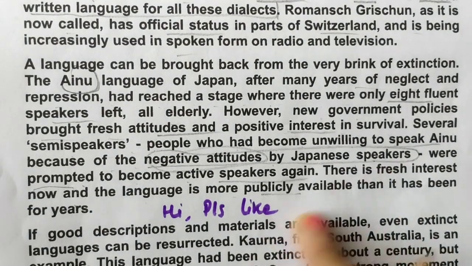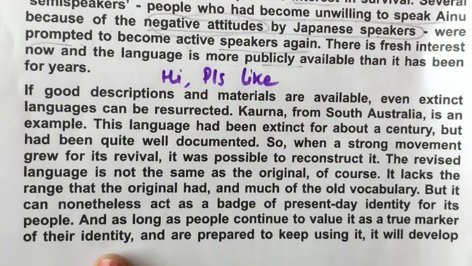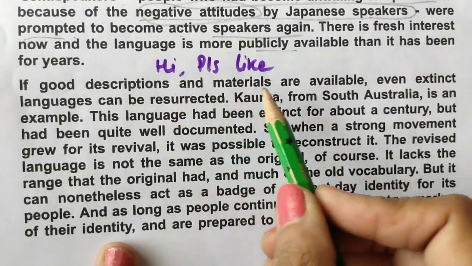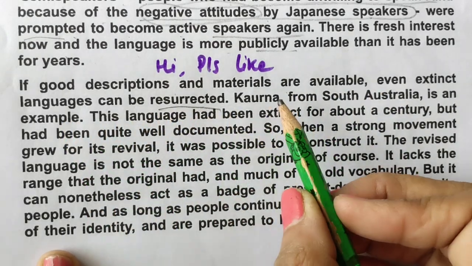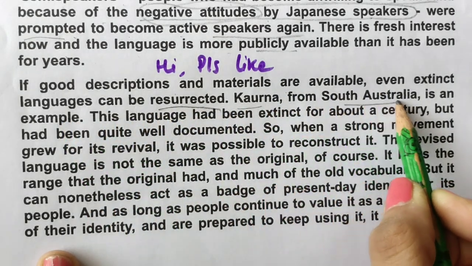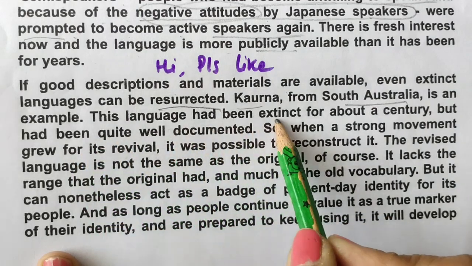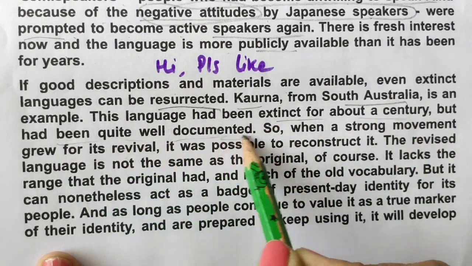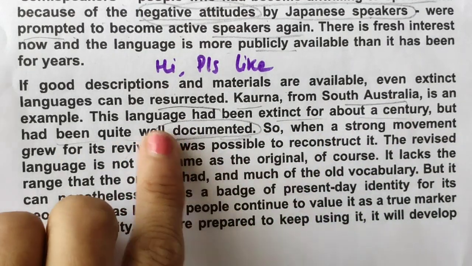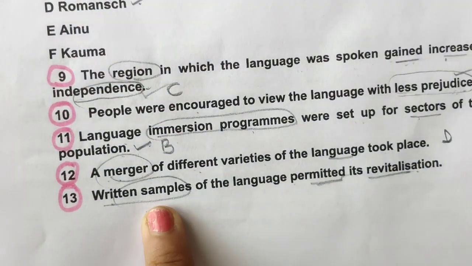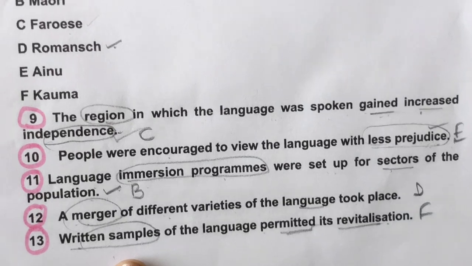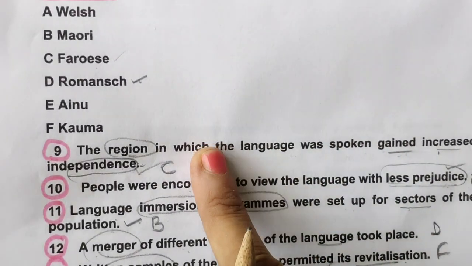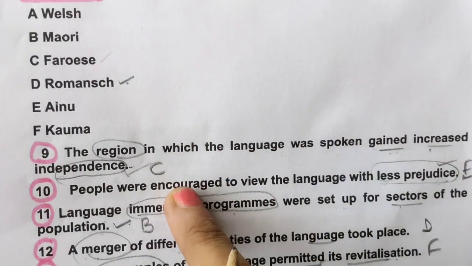Okay, now this another language is also there, Kurnai. Description materials are available, even extinct languages can be revived. Kurnai from South Australia is an example. This language had been extinct for about a century but had been quite well documented. So what is this documented? Quite well documented means written samples of the language permitted, that is F number. So these are the answers for this. With the help of keywords, these questions are really easy. With the help of keywords, we can easily find everything.